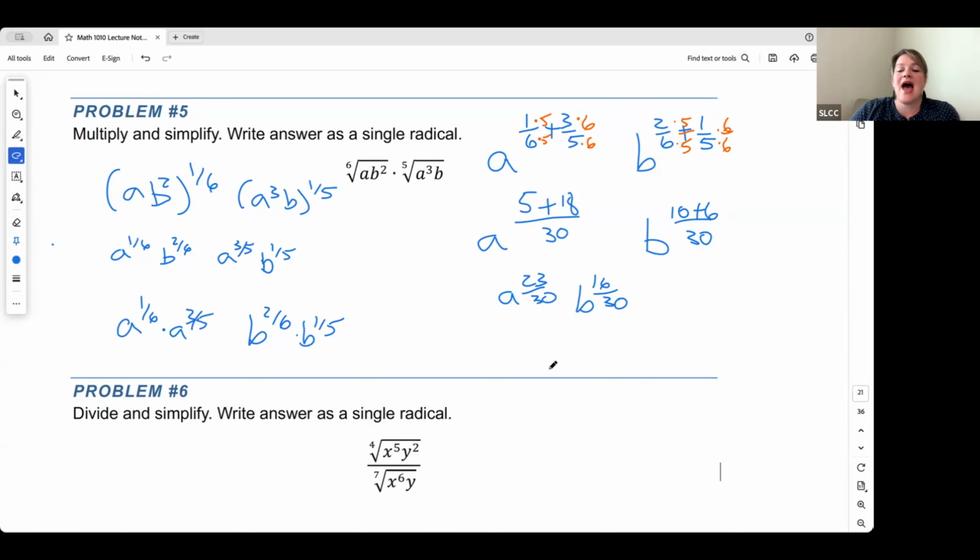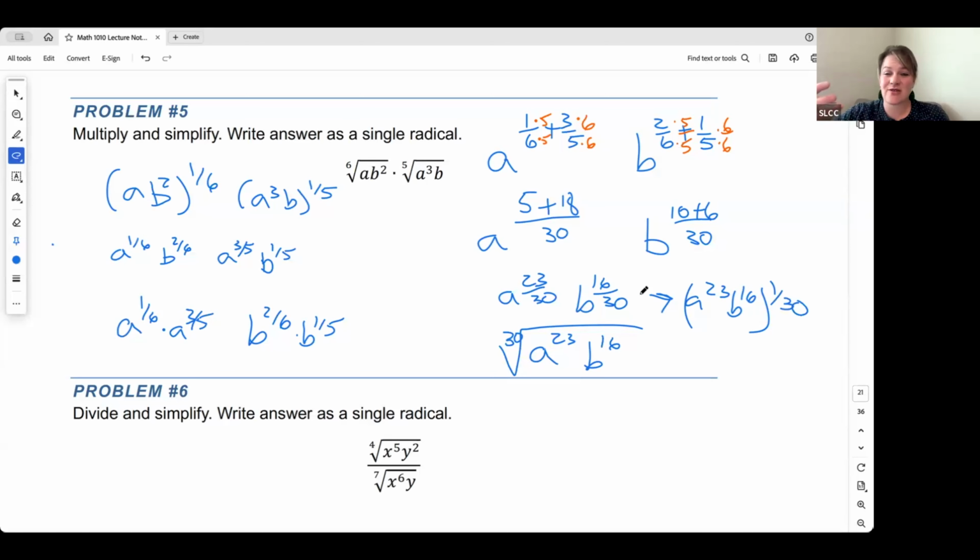16/30ths. Okay, now I can see I have the same index. So now I can put it back together. And I have a to the 23rd, b to the 16th, and now that is the root 30. This would be a to the 23rd, b to the 16th, all raised to the 1/30th, right? I can now take that out, and then I can change it back to radical form.